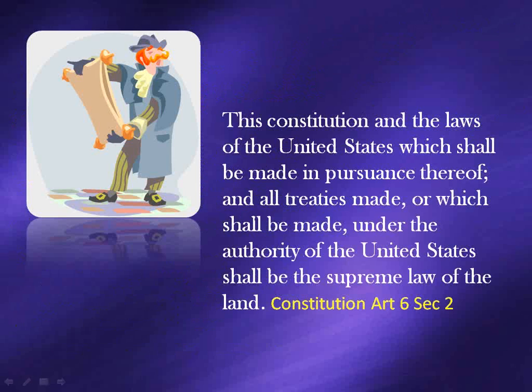This Constitution and the laws of the United States which shall be made in pursuance thereof, and all treaties made, or which shall be made, under the authority of the United States, shall be the supreme law of the land. Article 6, Section 2. So laws and treaties not made in pursuance of the Constitution are not the supreme law of the land. They are unconstitutional. They do not exist. And as we said, the Treaty of Peace was the first treaty, and it's absolutely enforceable.